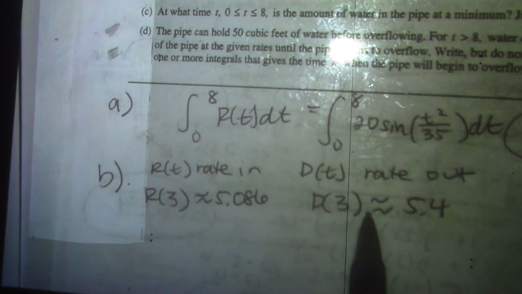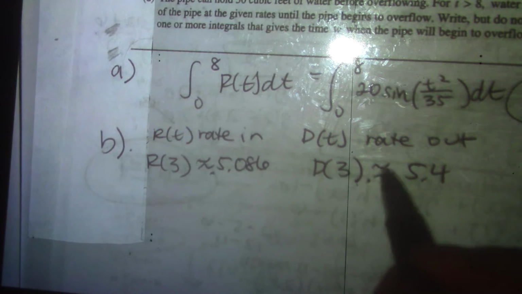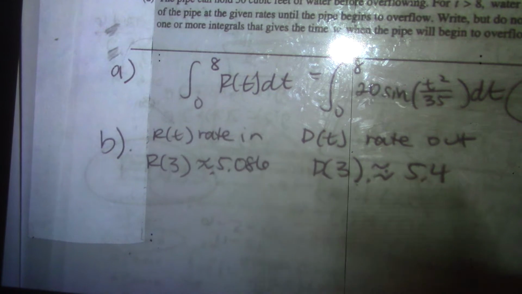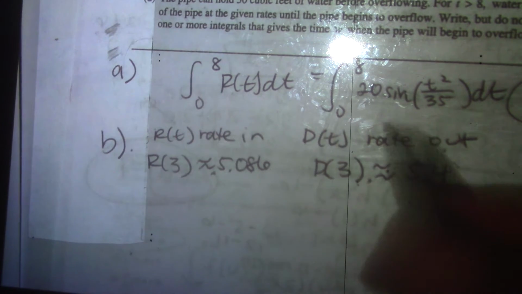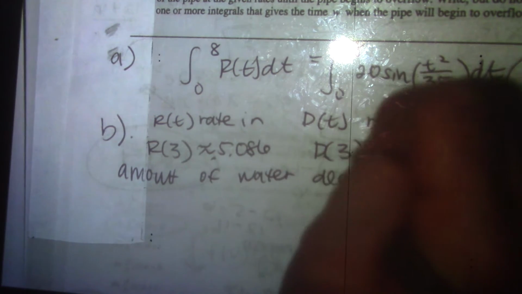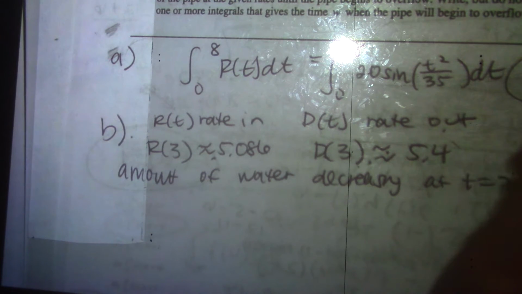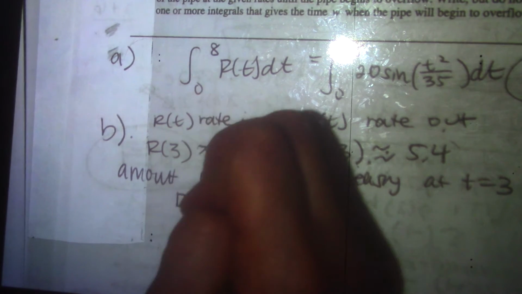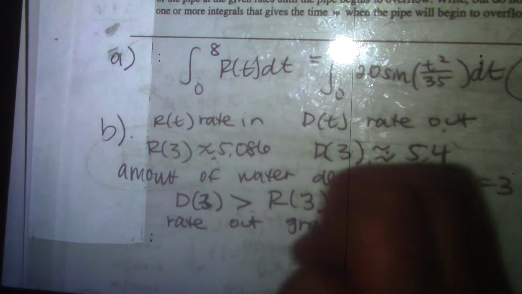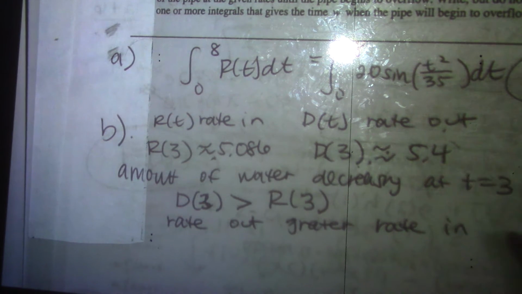So if this is my rate out at t equals 3, and this is my rate in, notice that you're losing more, right? You're draining out more than you're coming in. So at that particular moment, the amount of water should be decreasing because you have more coming out than you have going in. So I said the amount of water is decreasing at t equals 3 because the amount of water coming out is greater than the amount going in. So the rate out is greater than the rate in at that time.